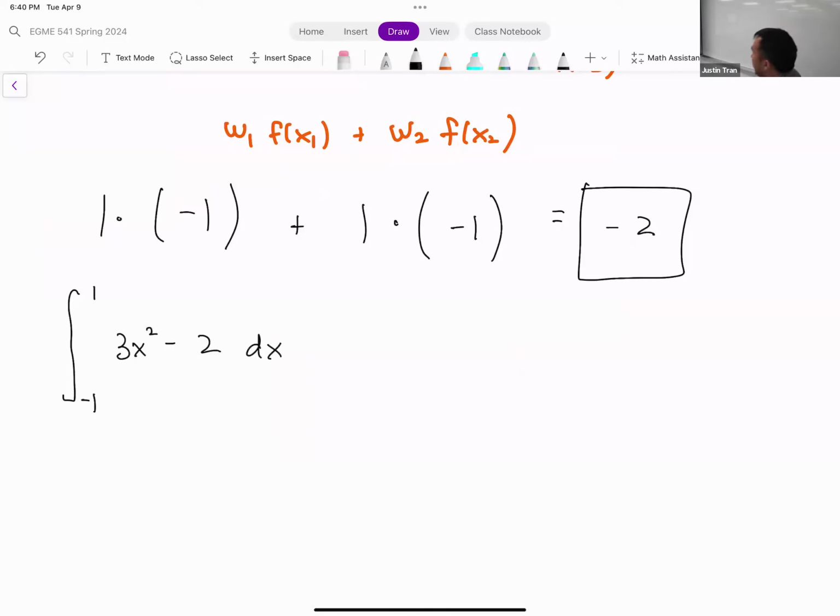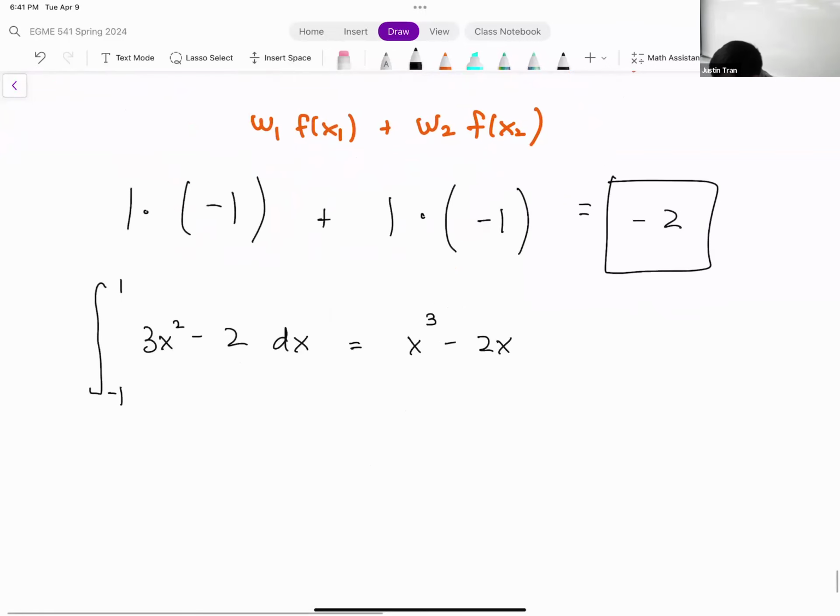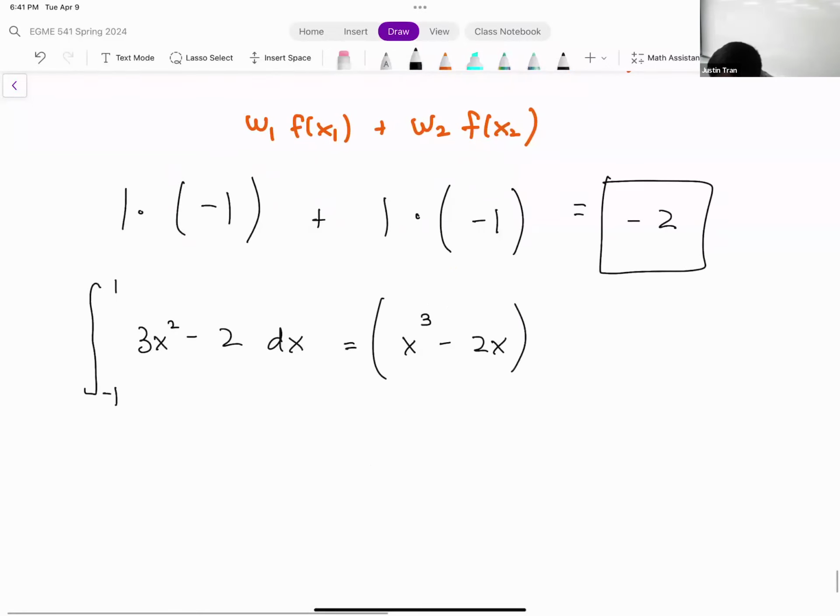So let's evaluate this integral in the normal way and then see if this is the same thing as what we got up there. Okay. So evaluating this integral in the normal way, we're going to take the antiderivative of the integrand. So we're going to take the antiderivative of 3x squared minus 2. So that's x cubed minus 2x. Okay. We're going to evaluate this from x equal to minus 1 to x equal to 1.